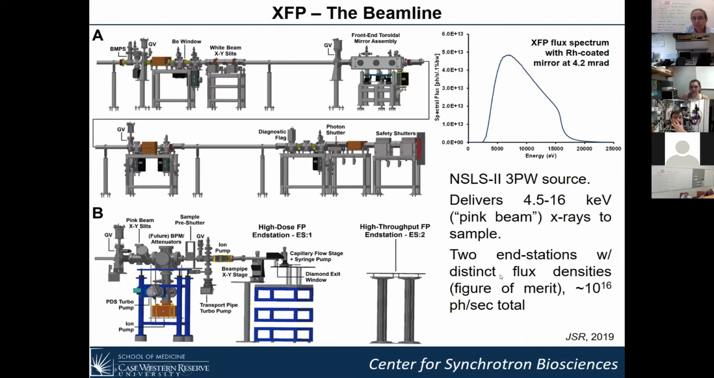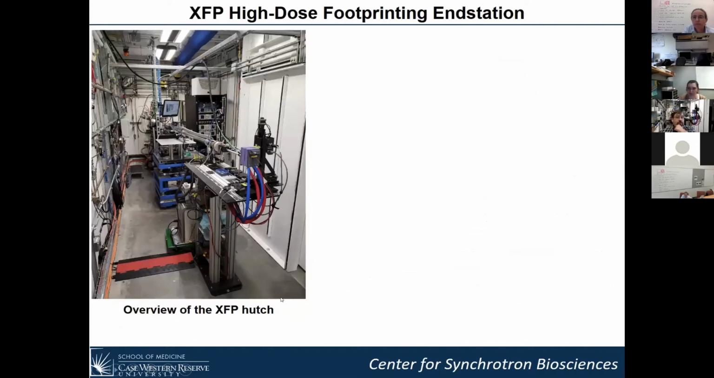Then we have 2 distinct end stations. One we call the high dose end station, and one we call high throughput. These differ in the amount of flux density, basically controlled by both vertical slits, which we do control, and the horizontal slit, which we don't. The horizontal slit is simply governed by the distance from the mirror to the experimental hutch. So continuing on, this is just an overview on the left side of the XFP experimental hutch as it exists today. Corey complimented me on how neat it is.